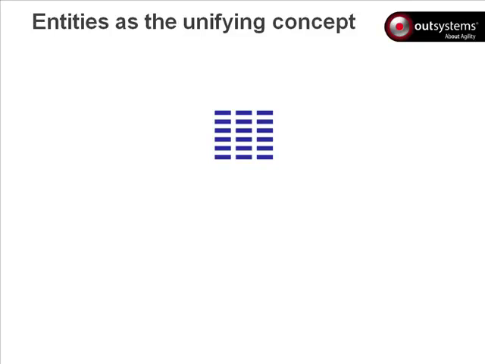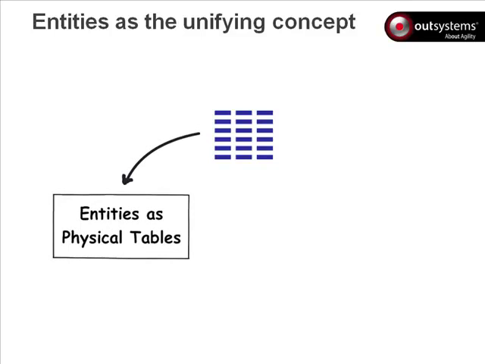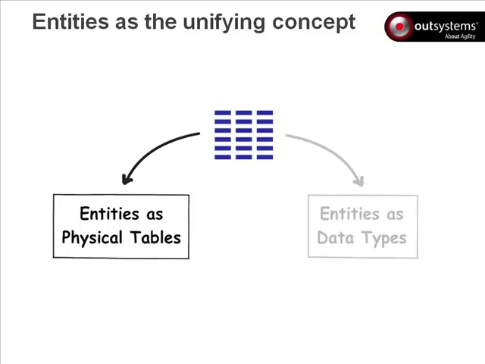You should think of entities as a unifying concept between two worlds. The physical database world, because entities map into physical tables and it's through them that data is persisted, and the applicational world, because entities map into data types, which allows you to build business logic and interfaces around them. Let's take a closer look into each of them.